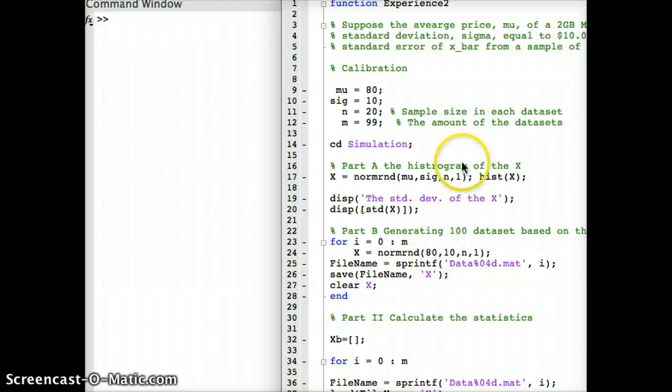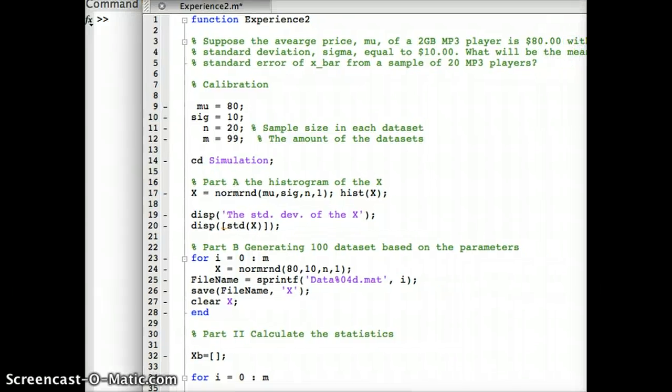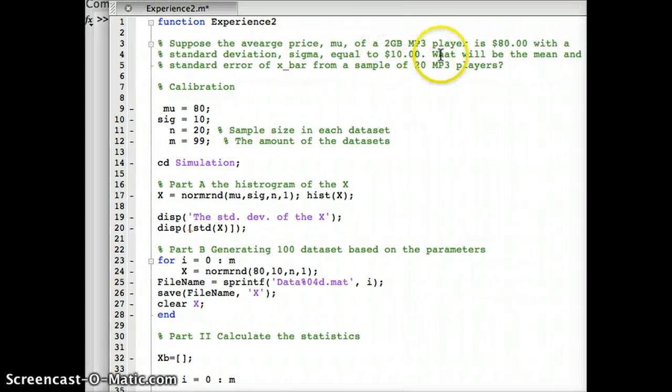So we have already proved that this is true, but there are two parameters. The first one is the sample size. The second one is the amount of the data size. And this experiment is based on an example from the textbook.